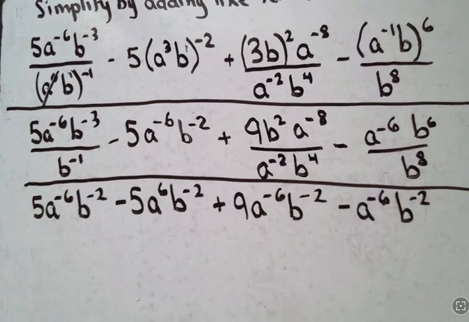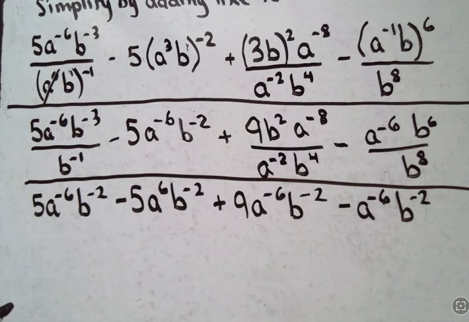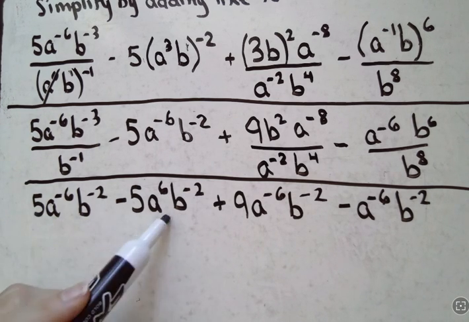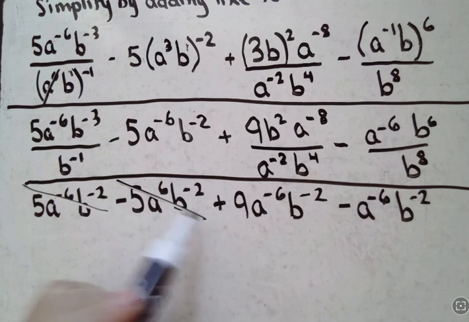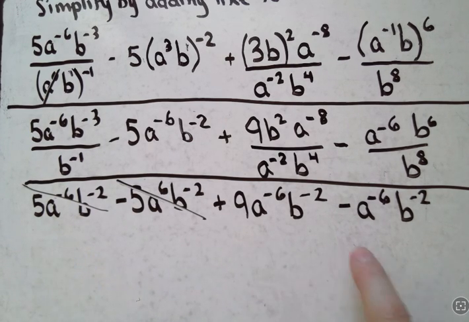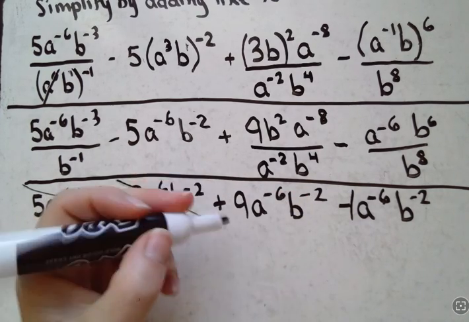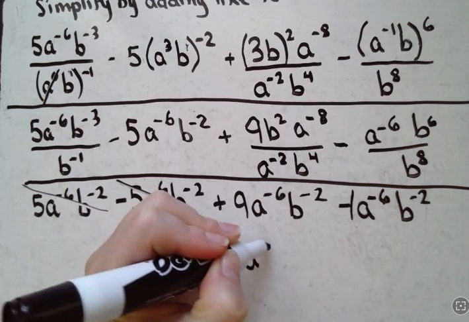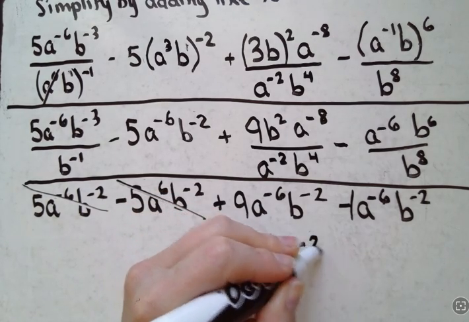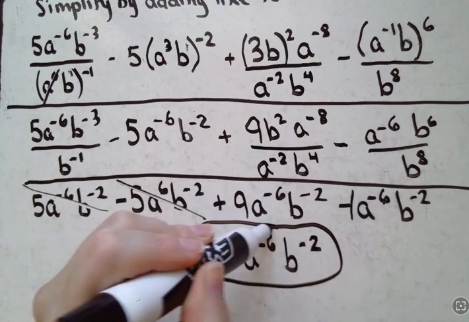Okay, now that I've simplified all of these terms, I can see that they're all actually like terms. They all have a to the -6 and they all have b to the -2. So when you add like terms, you just simplify the coefficients. First, 5 minus 5, these two cancel each other out because 5 minus 5 is 0. But then I have 9 and then -1, this would be the coefficient. So that would be 8, a to the -6, b to the -2. And that's it.